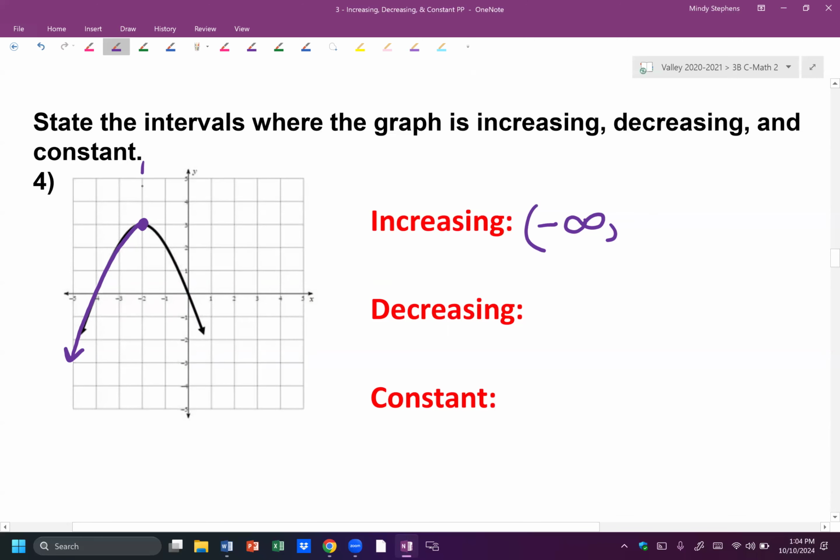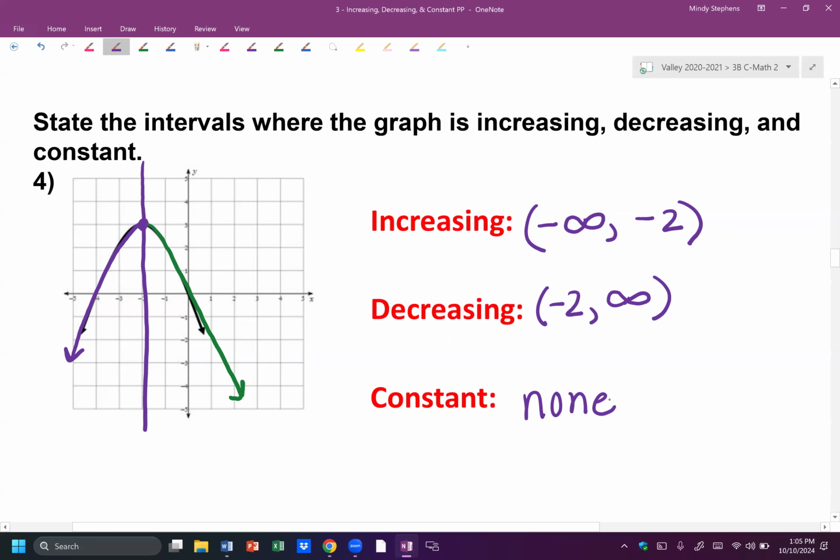It stops at the very top of that graph, the very top of the hill looking thing. So that line I have drawn, that's where it's stopping, which is at -2. And then at that point, it starts to decrease. So I'm going to have from -2, and it decreases forever. It never stops decreasing. So it keeps going forever and ever and ever. So I'm going to have infinity for the ending part. It's never flat. So I'm going to have none for constant.